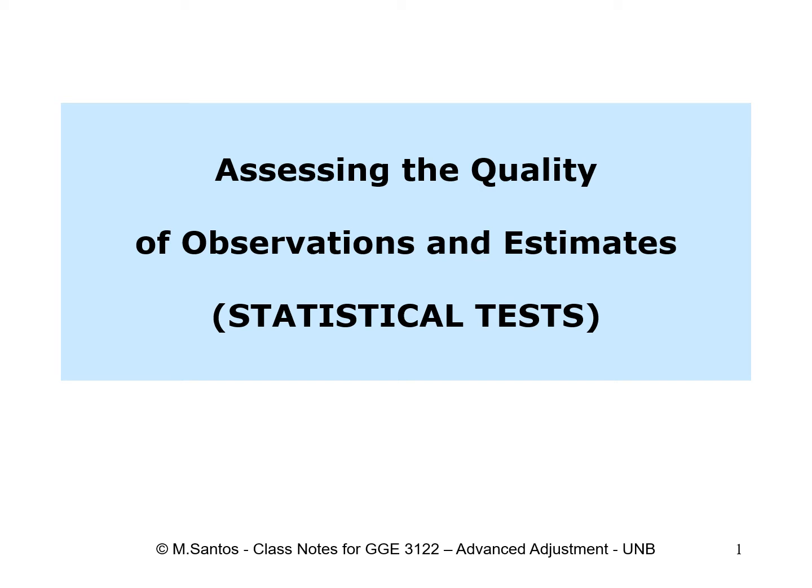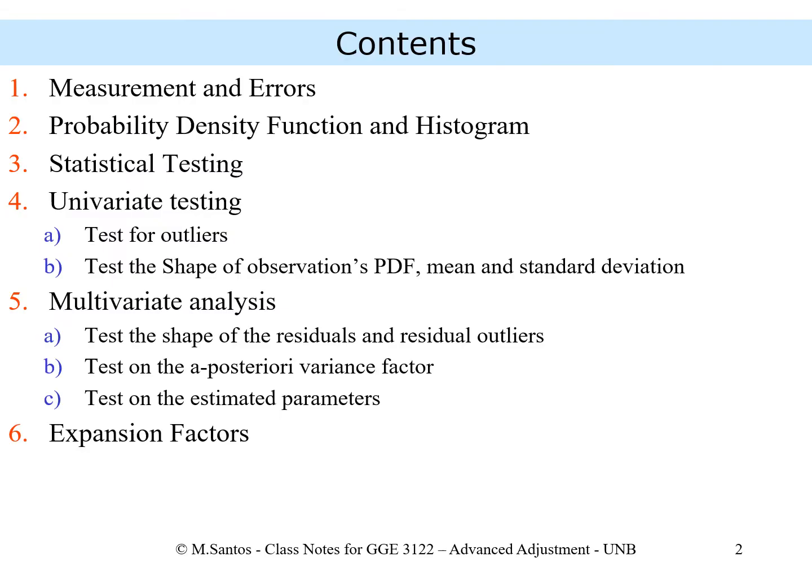Assessing the quality of observations and estimates. In this chapter, we're going to cover 6 items, which you can see in the slide. First, we're going to have an overview discussion on measurement and errors. Then, we're going to talk about the concept of probability density function and histogram.